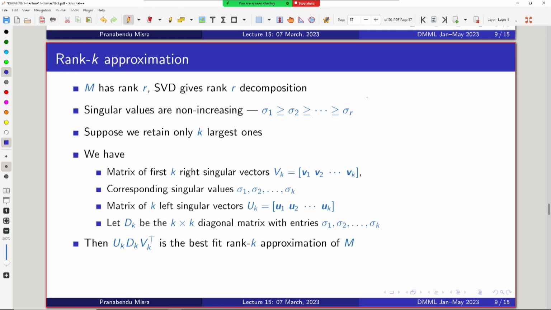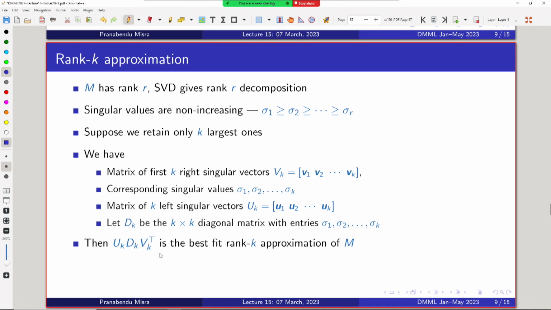Okay. So, let us say your matrix M, the data matrix, had rank R. Then singular value decomposition will give you matrices with rank R, right, and these singular values you will also get, sorted in decreasing order.